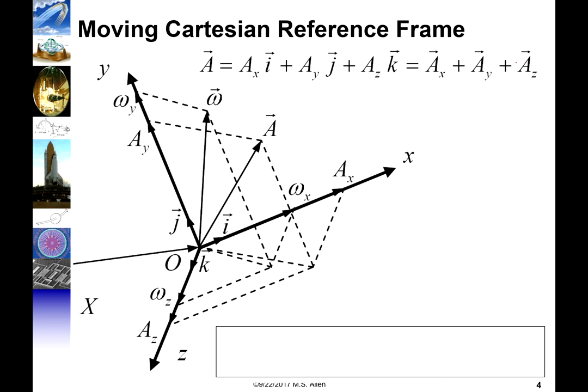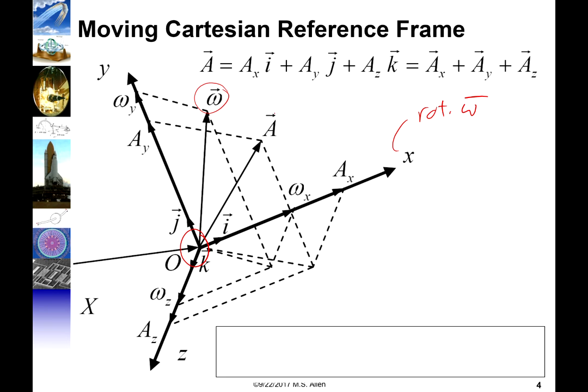Alright, so we can do this with a Cartesian reference frame. One example here, a really simple one. Suppose the origin is fixed and we just have a reference frame xyz that's rotating with an angular velocity omega. So this picture is kind of trying to show how the coordinate system is spinning in an absolute sense due to its angular velocity omega.